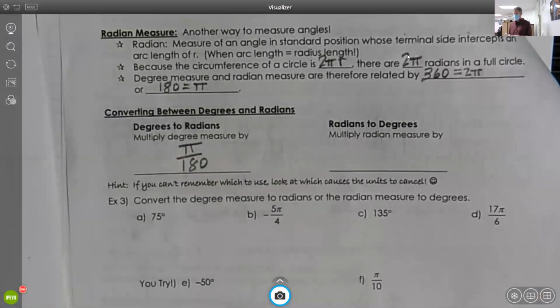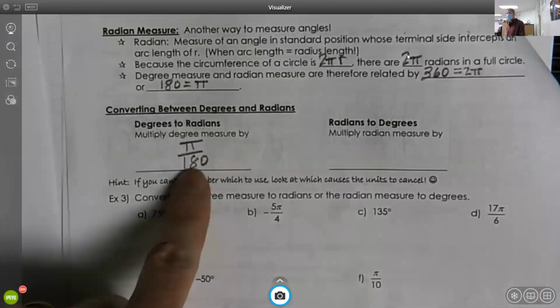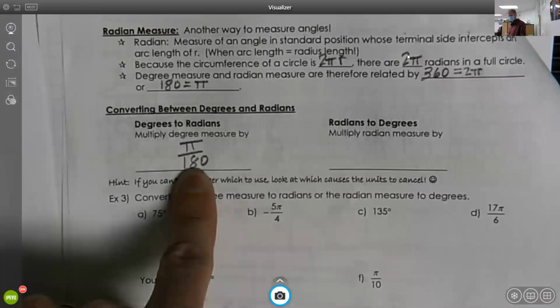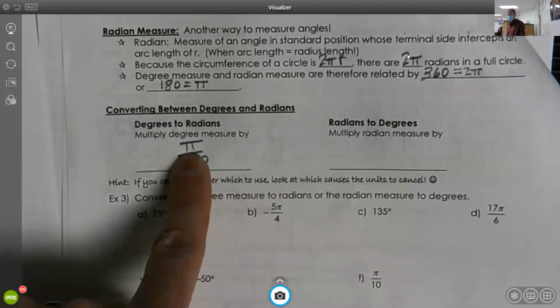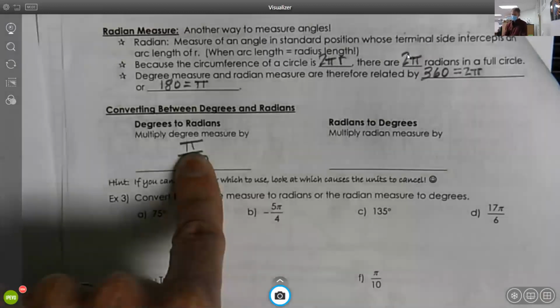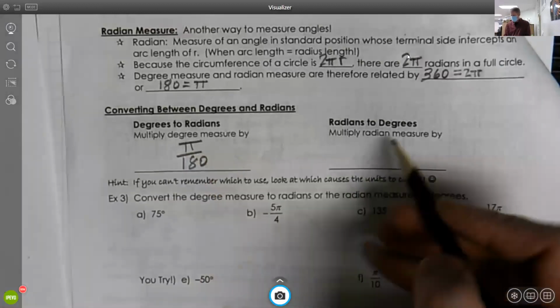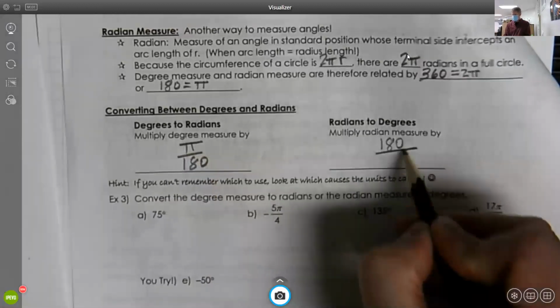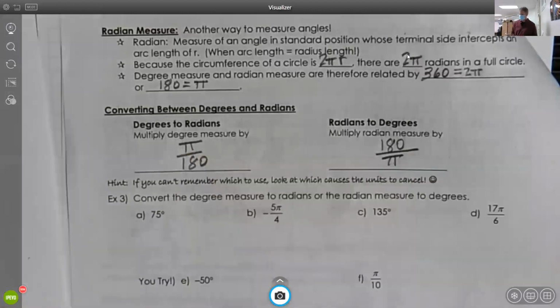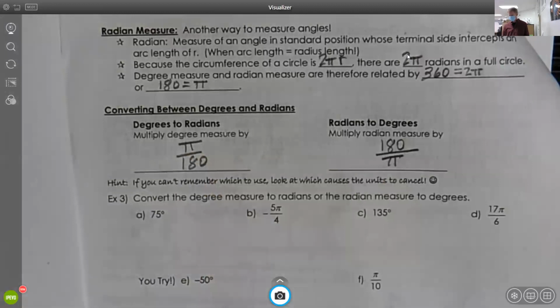When you want the degrees to cross off, you put the degrees on bottom. Or when you want to have a radian answer, you want the pi on top. However you want to think about that. And then you're going to have the reciprocal over here. You're going to have 180 divided by pi, if you want to turn radian into degree.